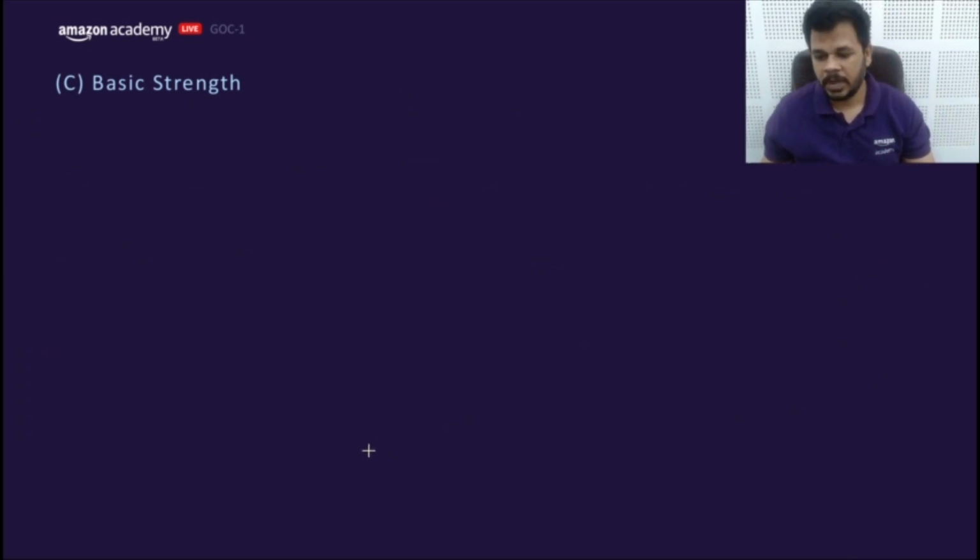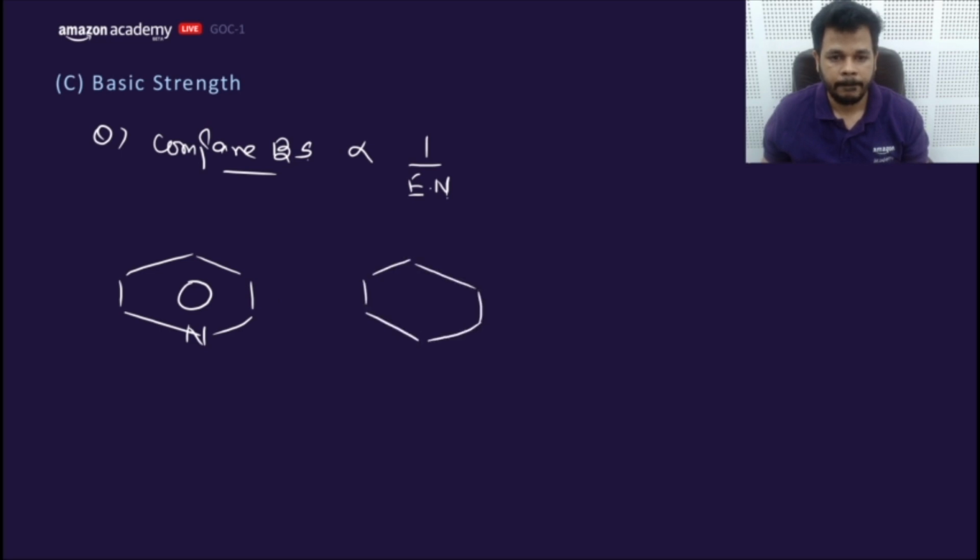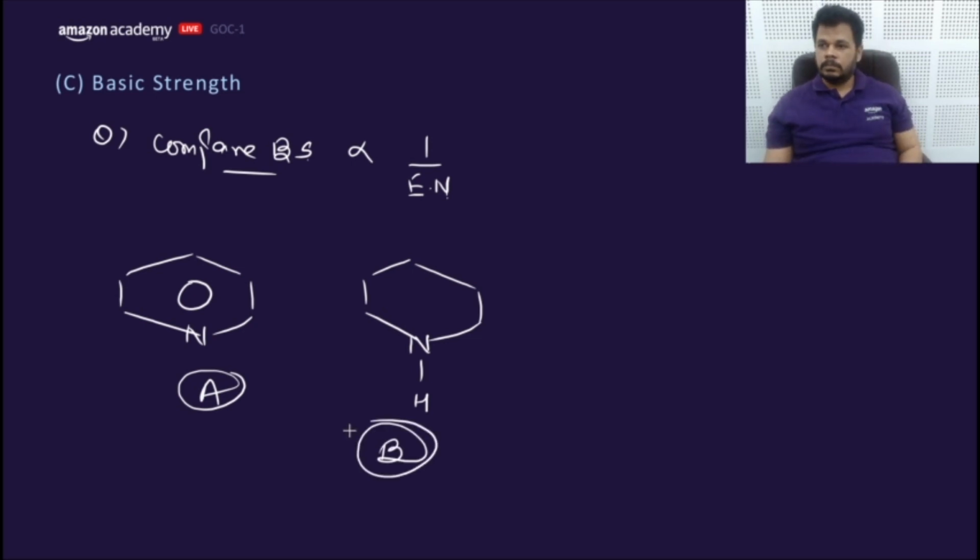Let's have an example question. Compare basic strength. Basic strength is inversely proportional to what? Electronegativity. Considering this, what would be the answer? A or B? What would be the answer, guys?